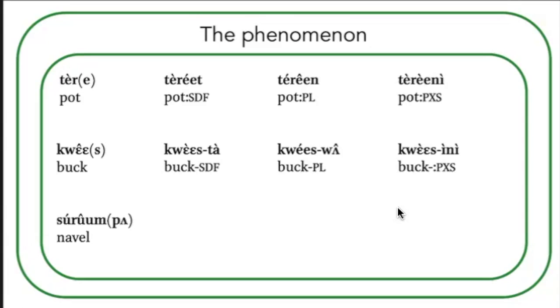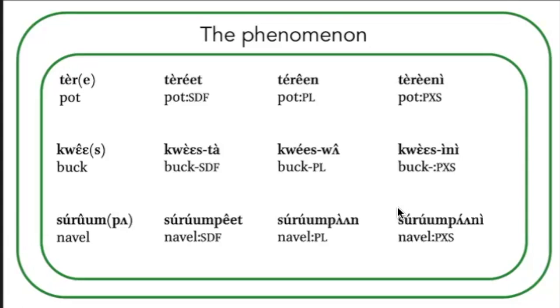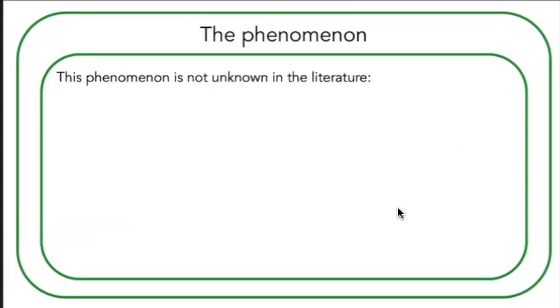It can also be a CV syllable. So we have here the word for navel has a pa at the end. But in its unmarked form, it would just be heard as surum and nothing else. But then in the definite, we get surumpet, surumpon, surumponi. So what is going on?